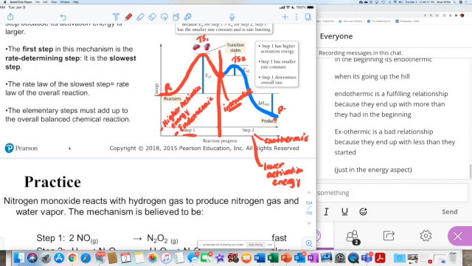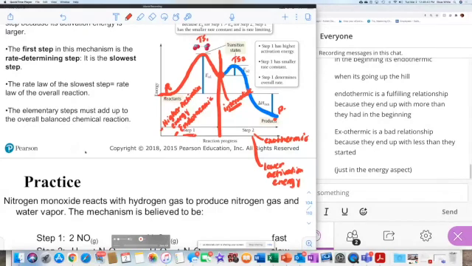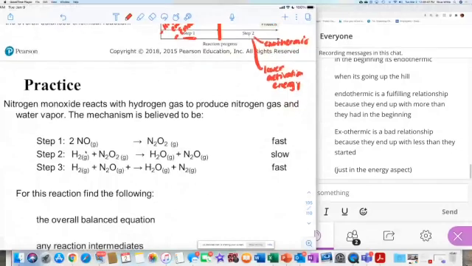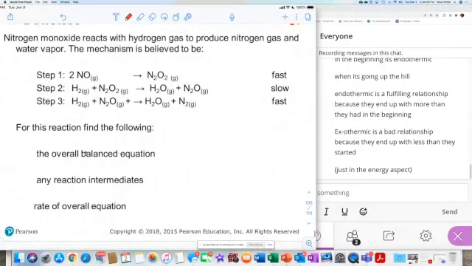But if the goal, of course, is energy, yeah, endothermic, definitely more fun, definitely more fulfilling. Yeah. Sadly, that's not the personal goals or the elemental goals of the elements. They got their own goals.